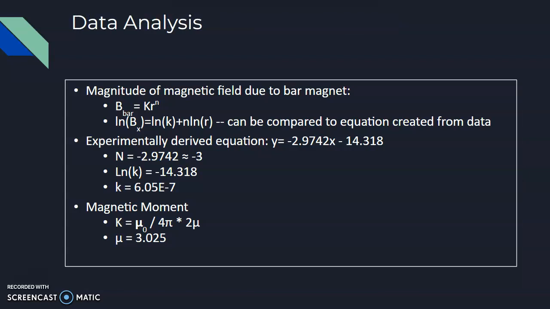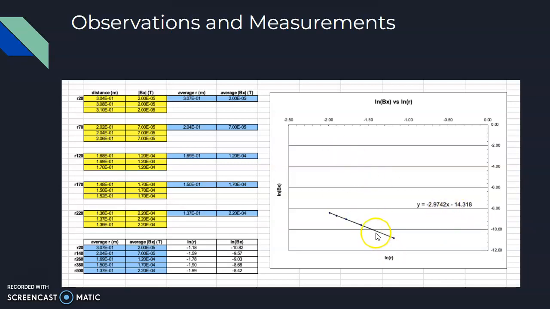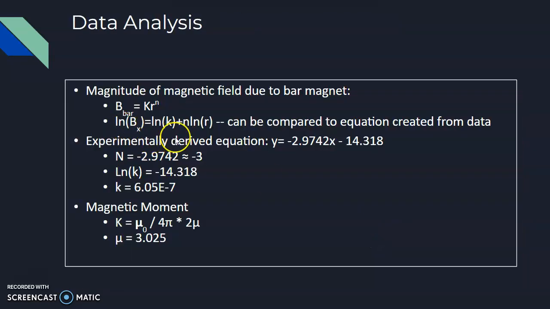So data analysis. As you can see, the magnitude of the magnetic field due to the magnet is K times R to the N, and I experimentally derived this equation using the graph right here, using the ln K and ln R. Using these, we found that the magnetic moment is 3.025.